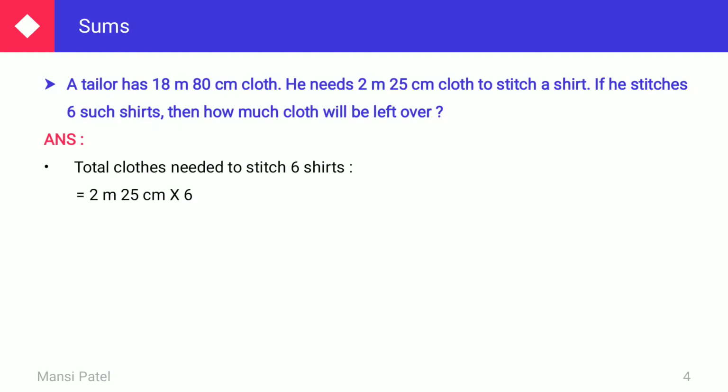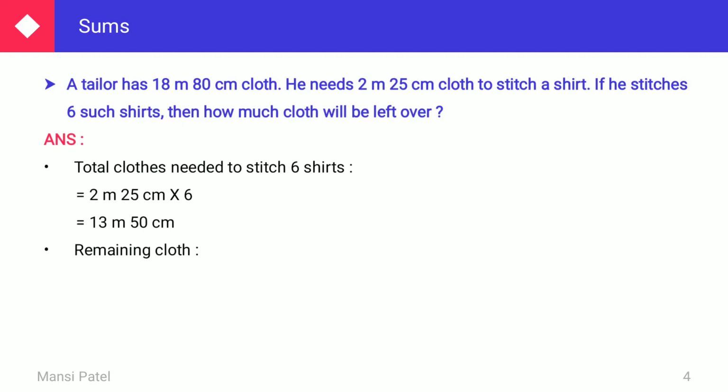So 2-meter and 25 centimeter multiplied by 6. Now do the multiplication. 2-meter and 25 centimeter multiplied by 6 is equal to 13-meter and 50 centimeter. Now this much cloth is needed to stitch 6 shirts. But they were asking how much cloth will be left over, meaning how many meters and centimeters of cloth are left after stitching 6 shirts. So we have to find out the remaining cloth.